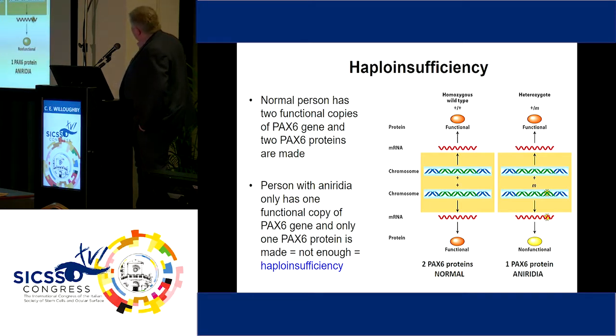And so this is the mechanism of aniridia. So here is a normal person. You have 1 copy of your genes from your mother, 1 from your father, and so you will make 2 functional proteins. In aniridia, you have 1 wild-type copy, which makes a normal protein, and then you have a mutant copy, which fails to make a protein. So basically, you have 50% of the protein level that you require for function, and we call this haploinsufficiency.